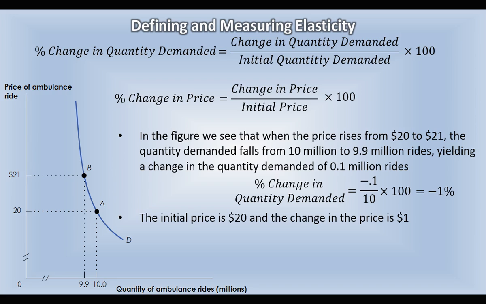The initial price was 20. The change in price is $1. So the percent change in price equals the change in price, $1, over the initial price, 20, times 100, which gets us to 5%.